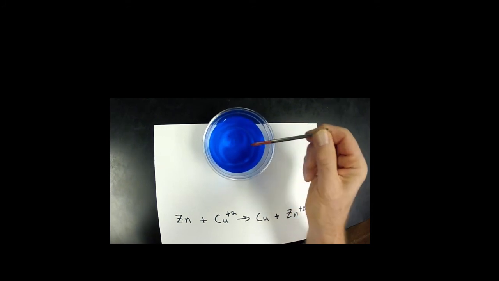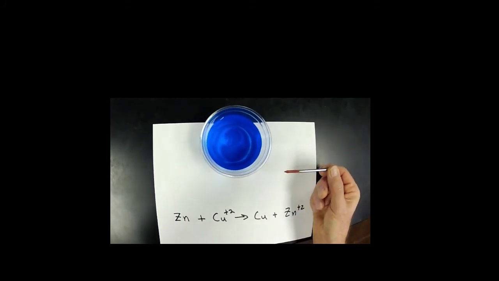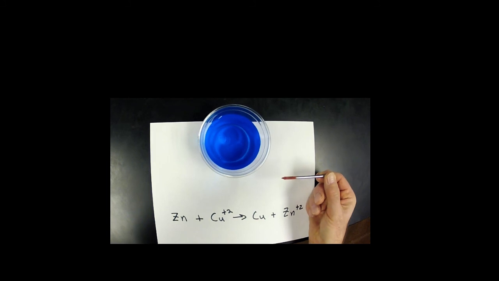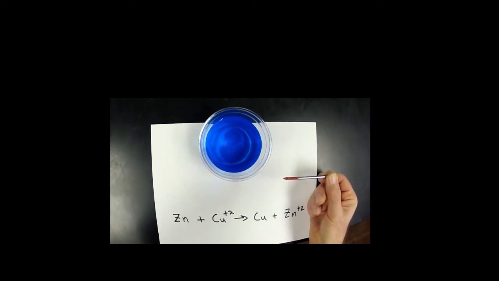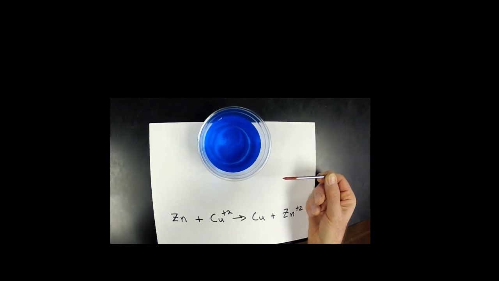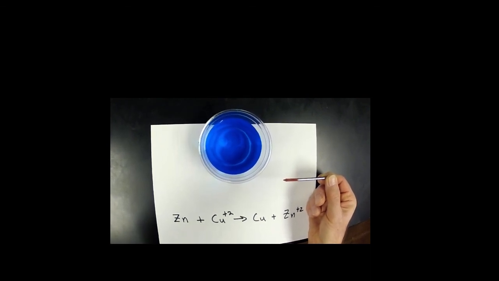So now when I pull the nail out, you can clearly see when I hold it against the white background that there is a very nice sheen of orange copper metal that has been plated down on the zinc-coated nail.